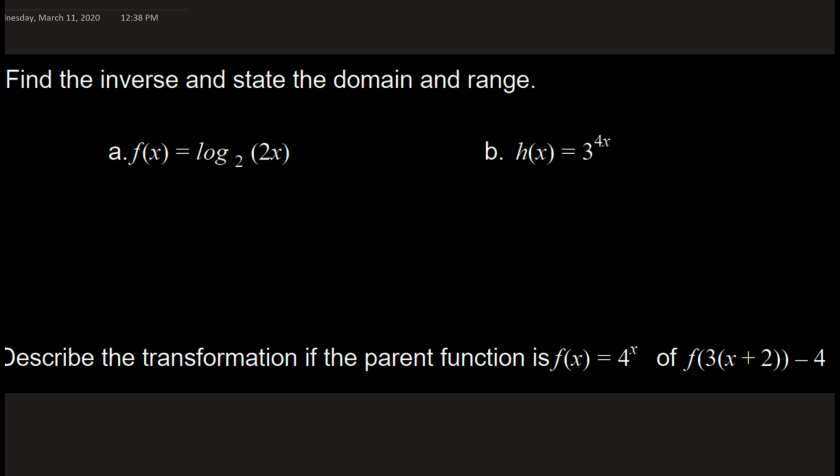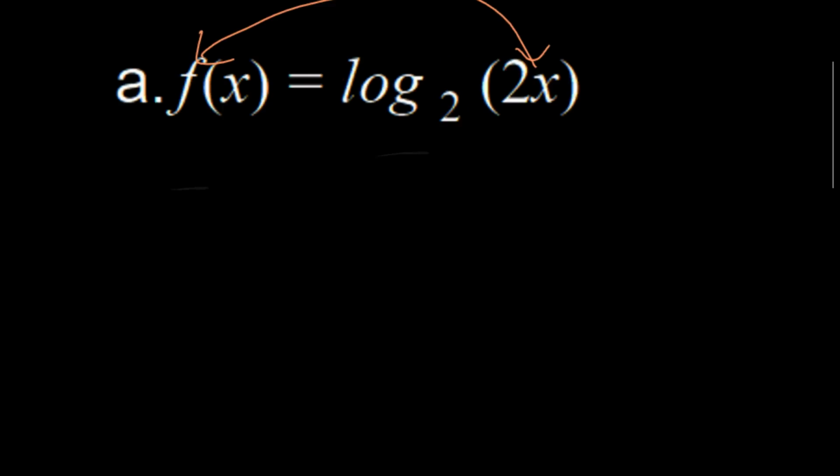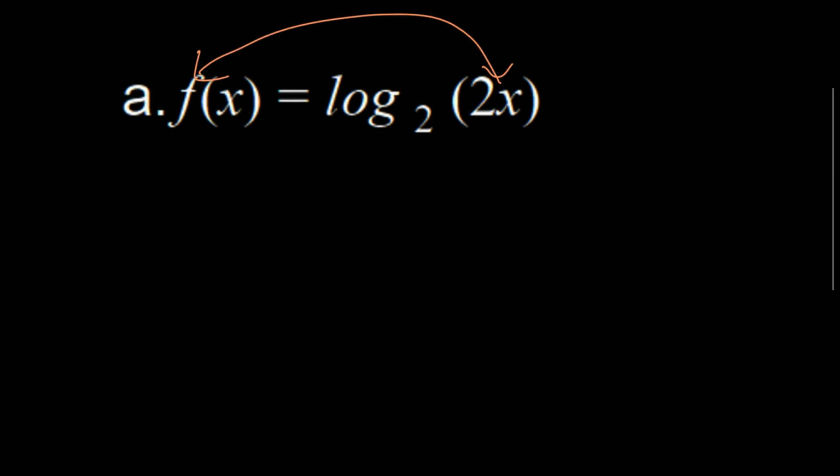So the first thing we have to do is find the inverses of A and B. What do we need to do first on A? Switch X and Y, right? We know that f of X is just the function notation for Y. So I'm going to immediately switch these two. And it becomes X equals log base 2 of 2 times Y.